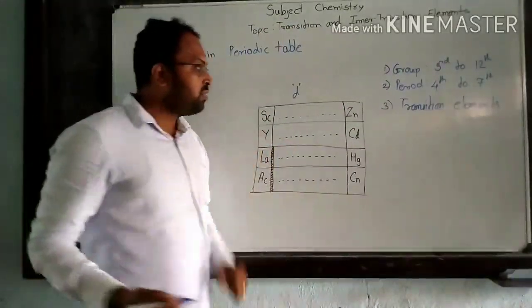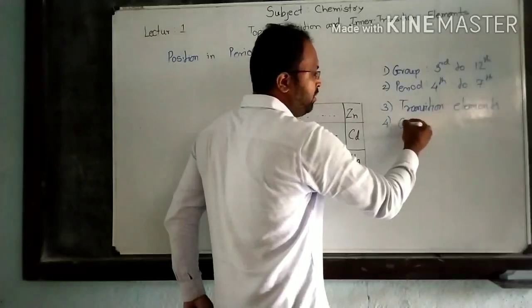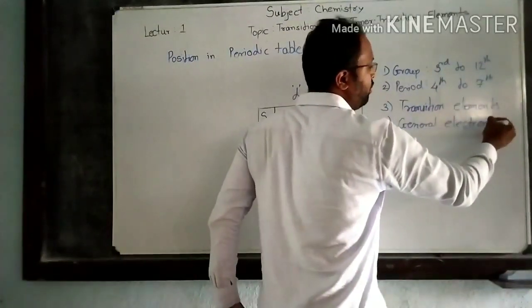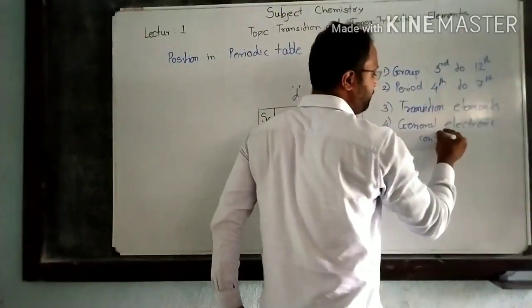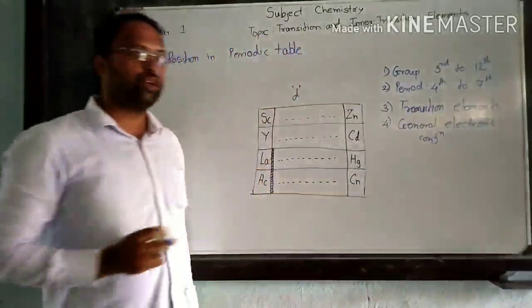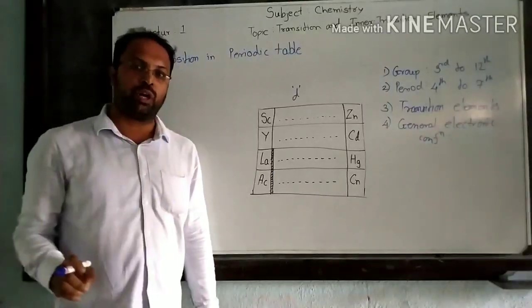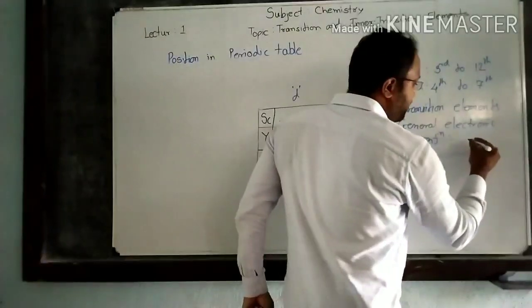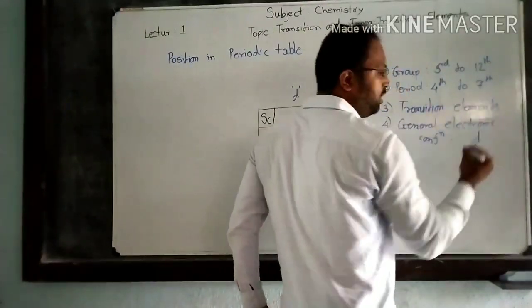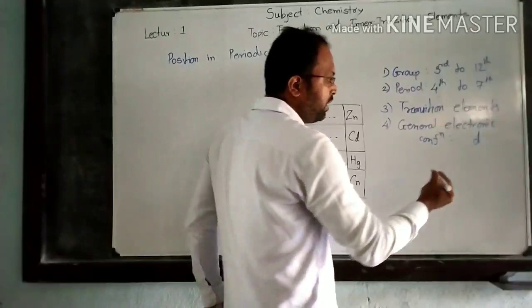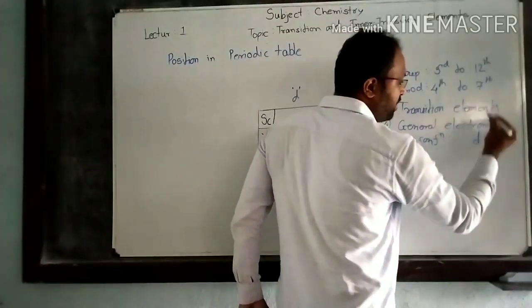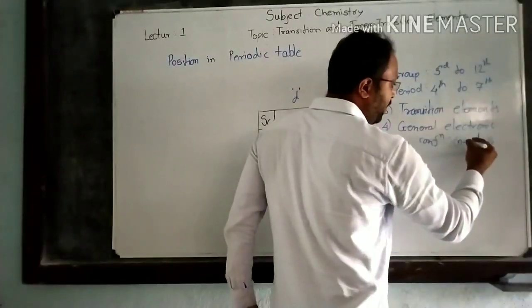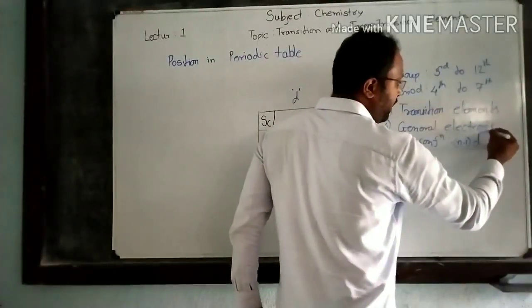And the next point is the general electronic configuration. The general electronic configuration is a very important point in this topic, because the last electron enters the d subshell, and here previously the s subshell is present. So the general electronic configuration is (n-1)d 1 to 10.